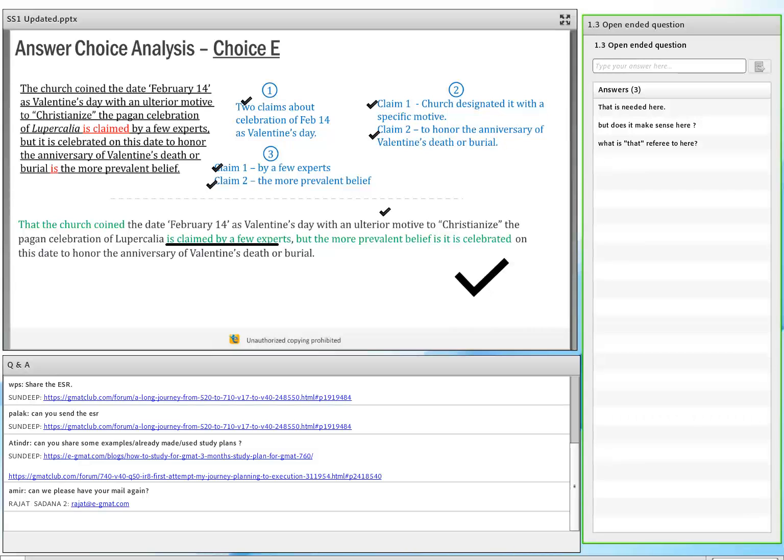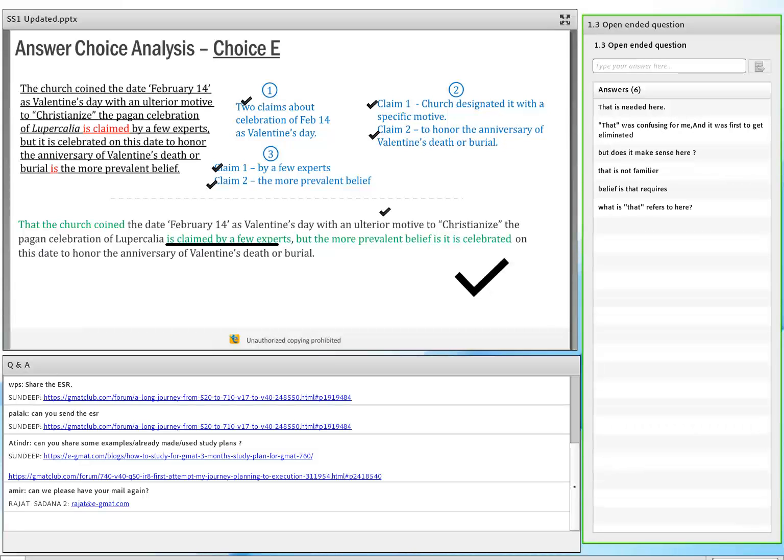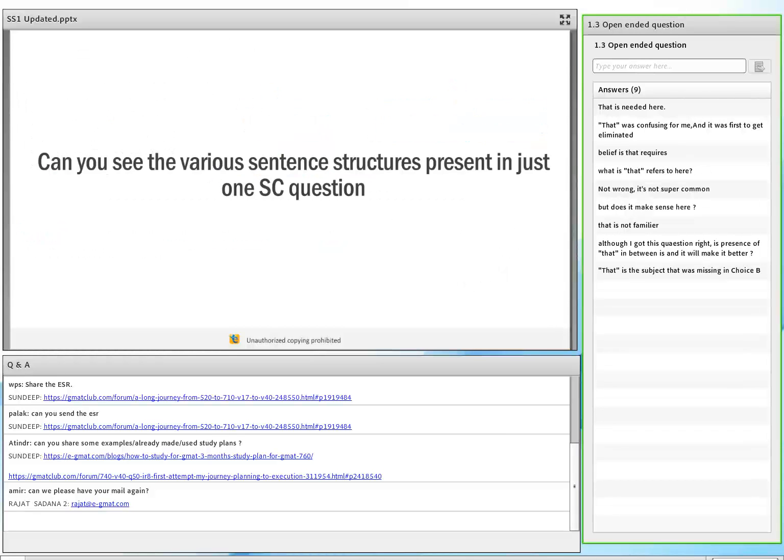That refers to that the church coined is the more prevalent, is claimed by a few experts. And it was the first to get eliminated. Why? If you think about it, think about the action, and I'm going to leave this with you.